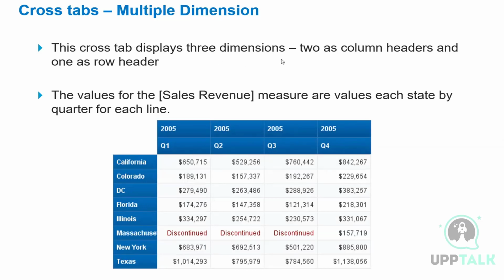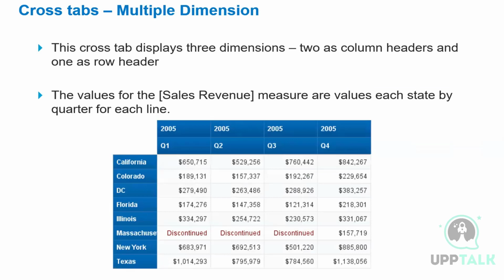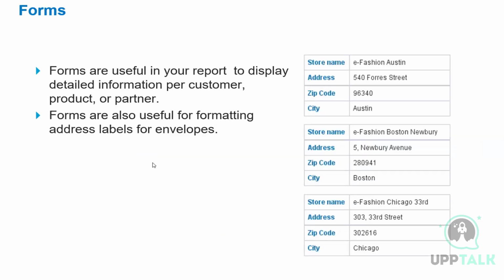This cross tab displays 3 dimensions, 2 as columns. So these are the columns. So year and quarter as column headers and 1 as row header, that is state. The values for the sales revenue measure are values for each state by quarter for each year. So it is like a cross tab. So we have vertical tables, horizontal tables, cross tabs, which are single dimension and multiple dimension.